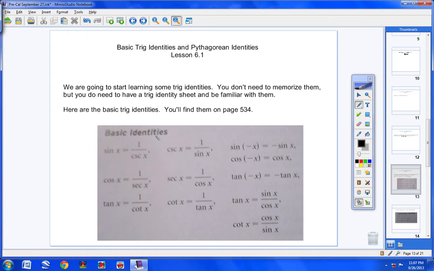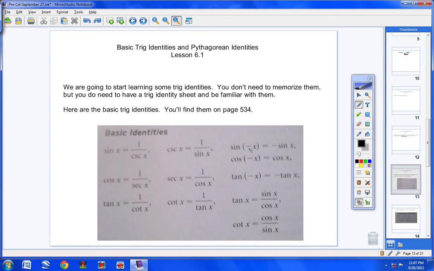Now these you already knew. I taught you from day one that sine and cosecant are inverses. I taught you from day one cosine and secant are inverses. I taught you from day one tangent and cotangent are inverses of each other. So those you should have known already.